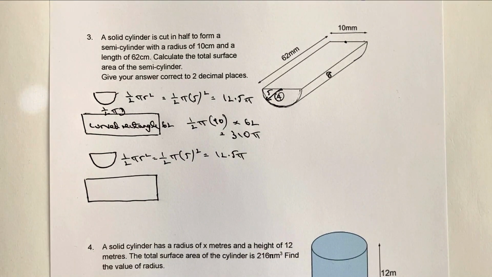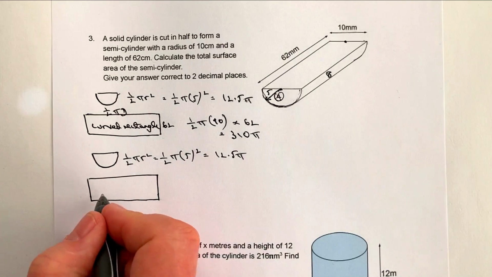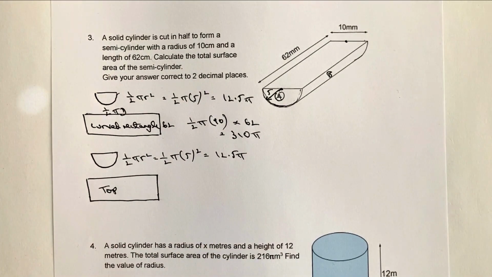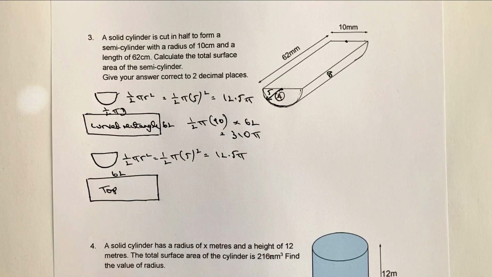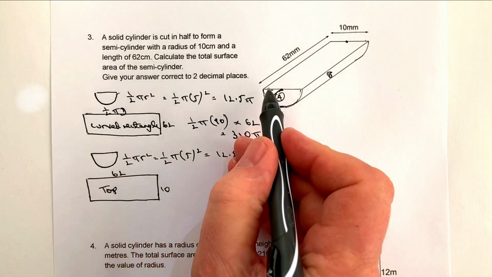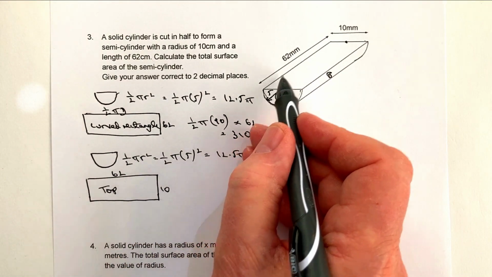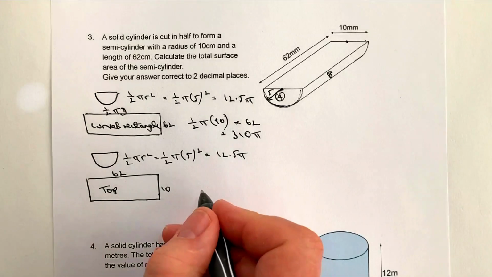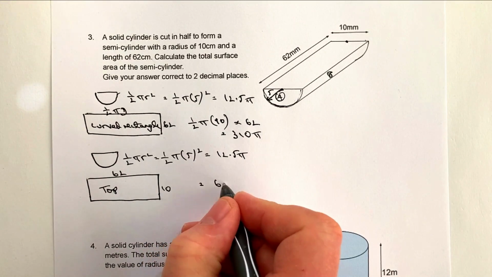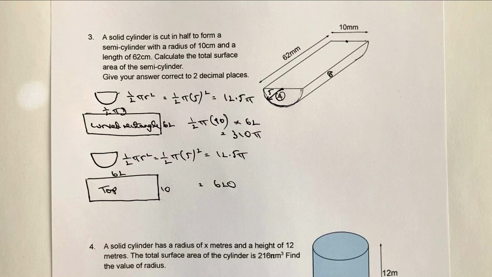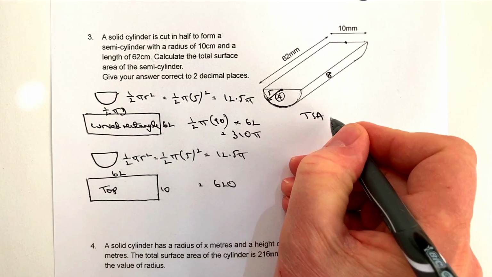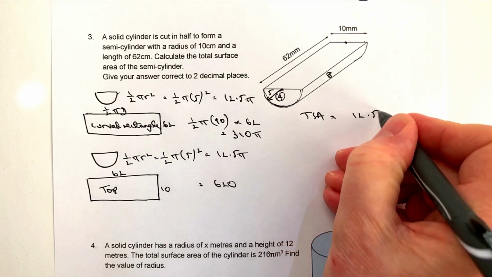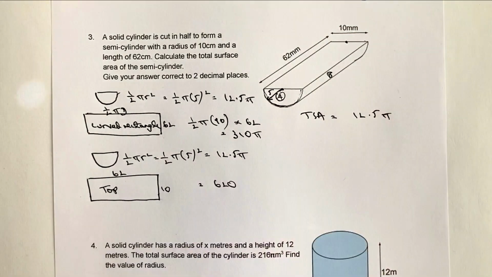And the final one is the actual top of the shape, which is this one here. Now the top of the shape is going to have a length of 62 and a height of 10. So it's this one along here by 62 along here. Well, 62 times 10 is going to be 620. So the total surface area then is those numbers all added up together. So I've got the total surface area is going to equal 12.5 pi. I'm going to write it as a column.